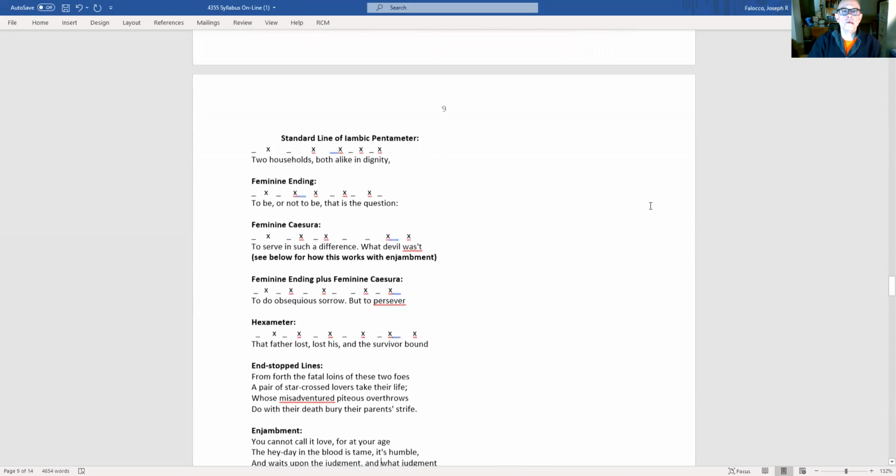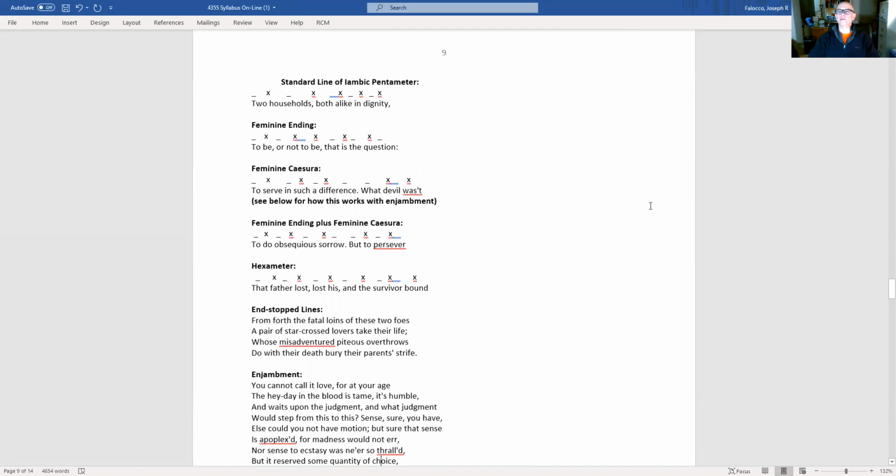Now, the first one is the most important, and I know this is new to many of you. I know this can be confusing. I know it can seem overwhelming. When students get in trouble, it's because they try to make it more complicated than it is. Look for a regular line of iambic pentameter, which we have here. Dash x, dash x, dash x, dash x, dash x. Da-da, da-da, da-da, da-da, da-da. That is a regular line of iambic pentameter.